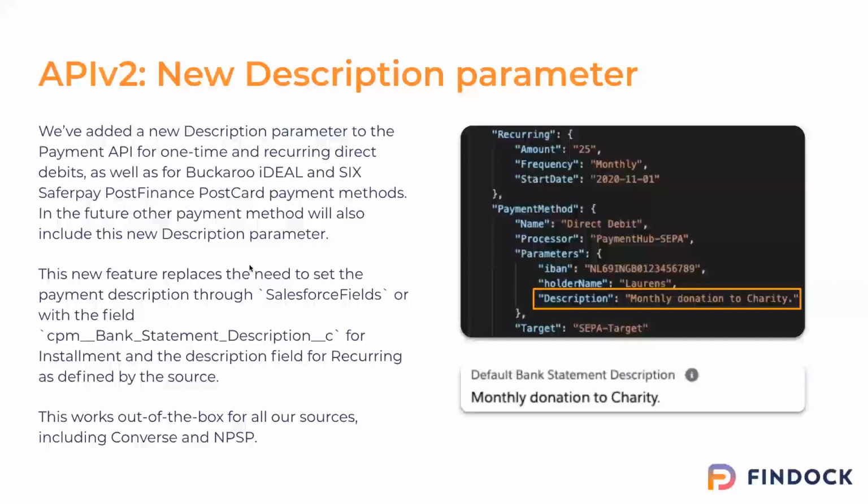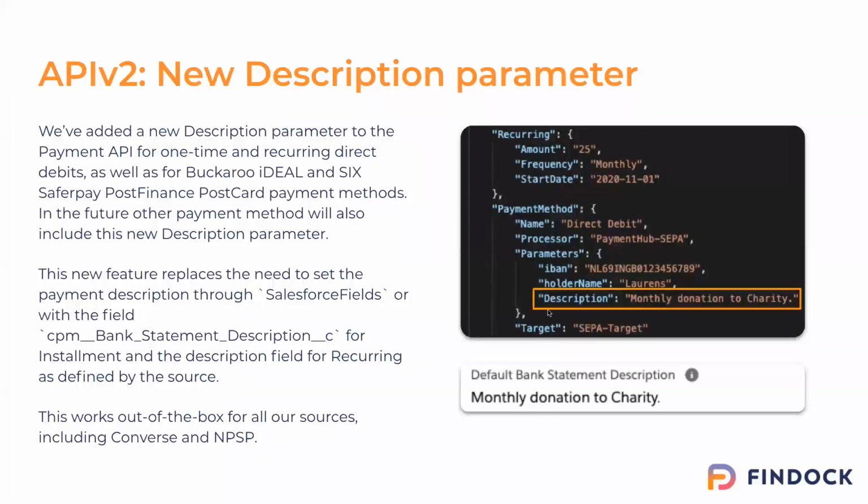We've also added a new description parameter, which looks like this, for direct debit and a select few other payment methods. This is a description parameter that for online payment methods is shown on the hosted payment page. And for direct debit, it's shown on the bank statement, which is usually very important to make a nice message because your users are going to see it all the time.